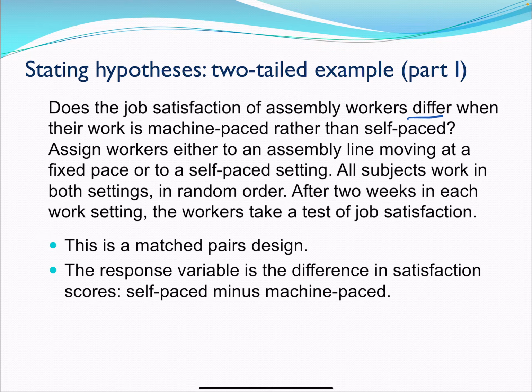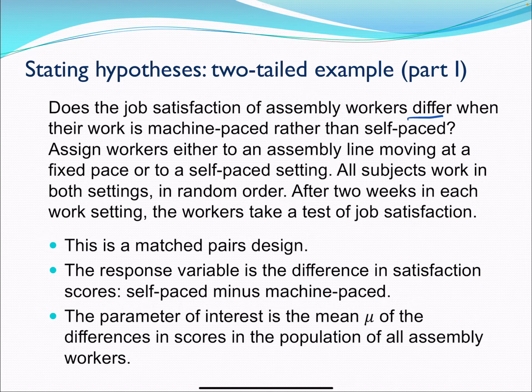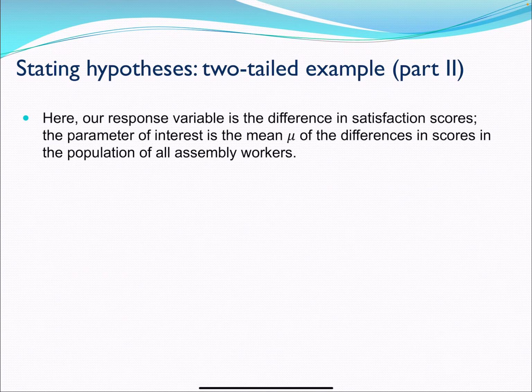The response variable is the difference in satisfaction scores for self-paced minus machine-paced. And the parameter of interest, the mean mu, would be the difference in the scores of the population of all assembly workers. So here, our response variable is the difference in our satisfaction scores, and the parameter of interest is the mean mu of the difference scores in the population of all assembly workers.